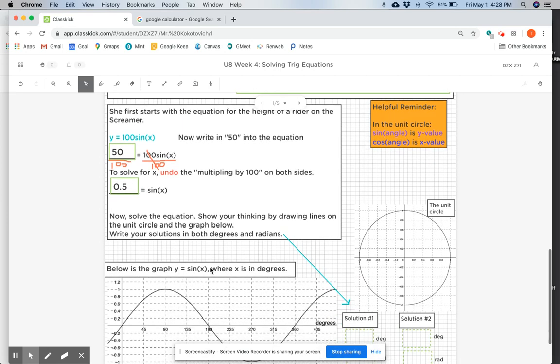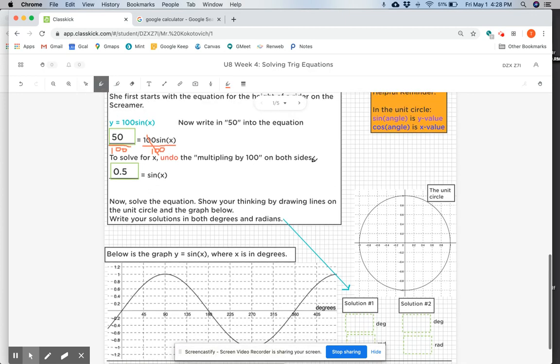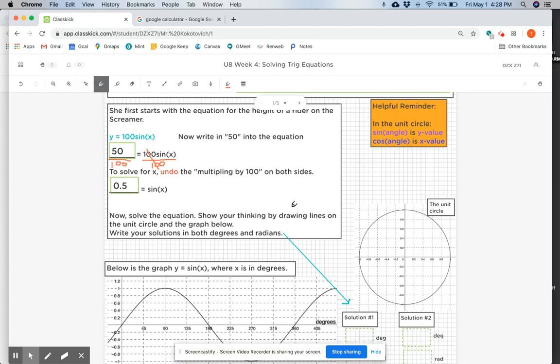Write your solutions in both degrees and radians right down here. Okay, I had to kind of think about this for a little bit, and it's a helpful reminder right here. Sine on my unit circle is a y value. So I am going to think about this as a y value. So 0.5 is a y value. I'm going to put that on my unit circle right here.